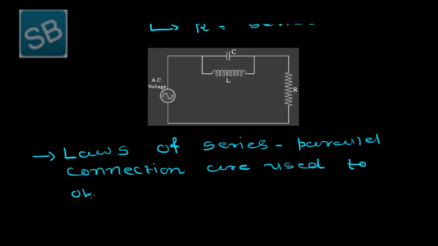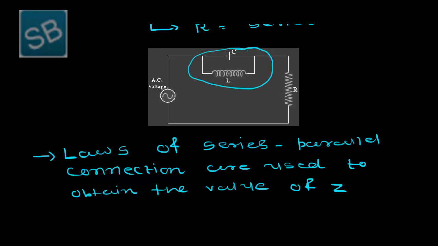To obtain the value of impedance Z, now see, the parallel connection means you can see from the figure that the inductor and capacitor are connected in parallel, meaning the phase difference between inductor and capacitor will be 0. And here the series connection of R has been taken, and the voltage is flowing from the direction of LC to R.